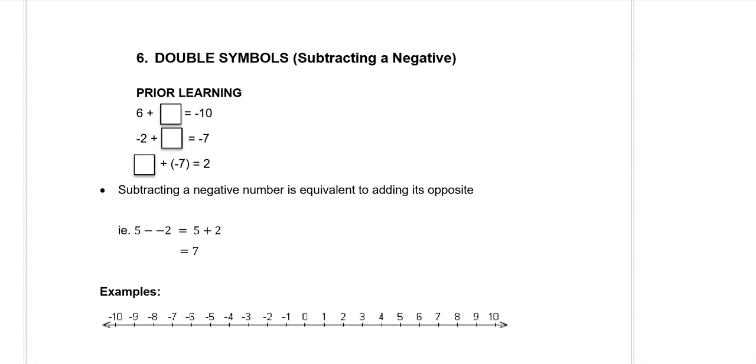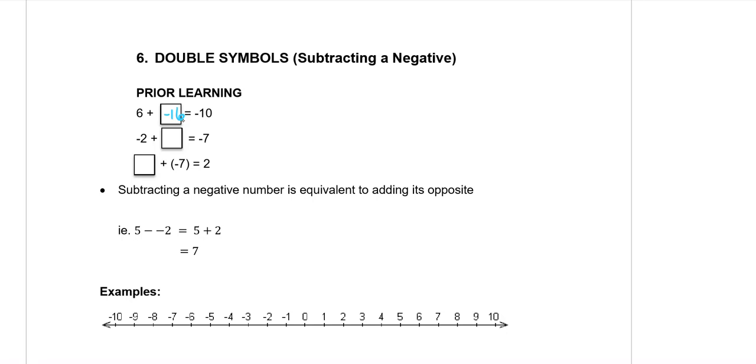We're starting at the number 6 and we are adding something to get a negative 10. Now, the only way to start at a positive number and to end up at a negative number over here is to have a negative number in this box. Anyone know, hands up, what it is? Aiden? Negative 16. Well done.